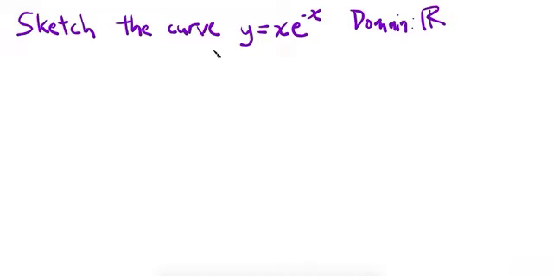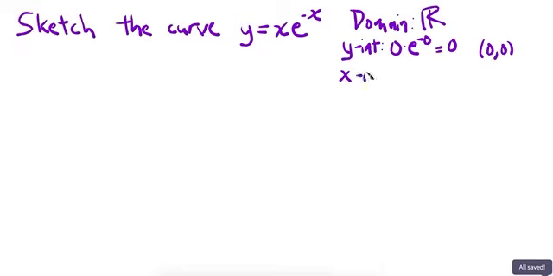Alrighty. Second thing is we want to find intercepts. To find y-intercepts, we're going to substitute in x is 0, so we get 0 times e to the negative 0. So this ends up being 0 times 1, which is still 0. So we have a y-intercept at (0, 0).